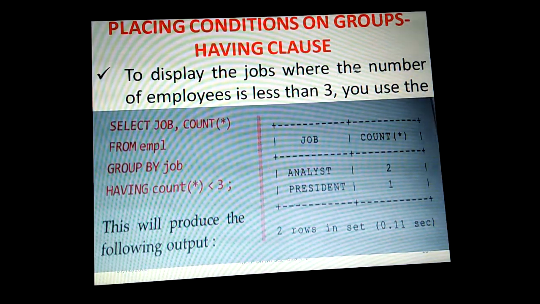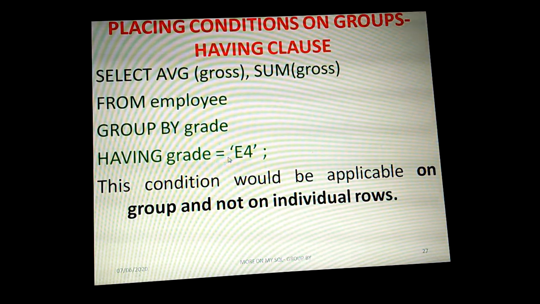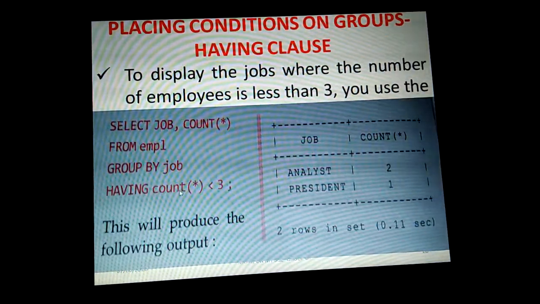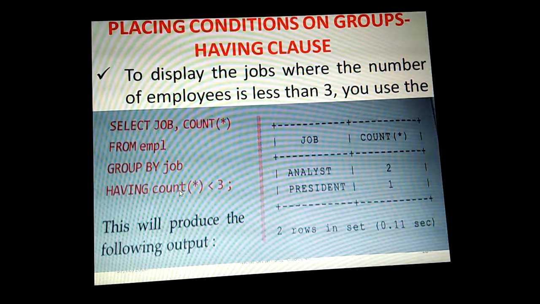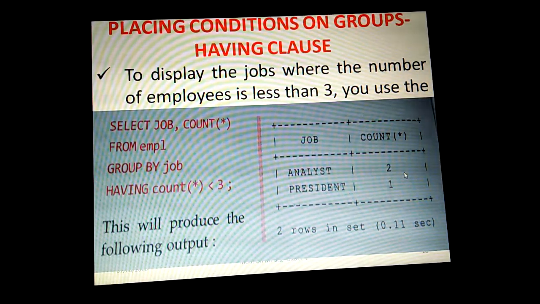Now display the jobs where the number of employees is less than 3. So count less than 3 is mentioned in the having clause. The having clause can take expressions like this, and we can use aggregate functions in it. Count star, that means the number of employees for a job, should be less than 3. Only the jobs whose count is less than 3 will be displayed in the output.